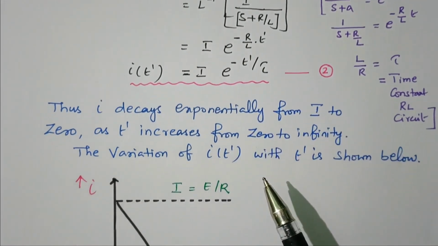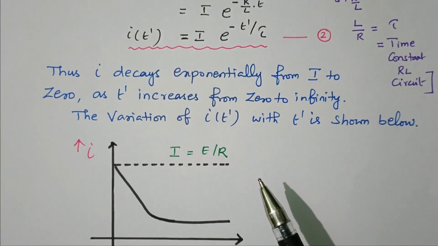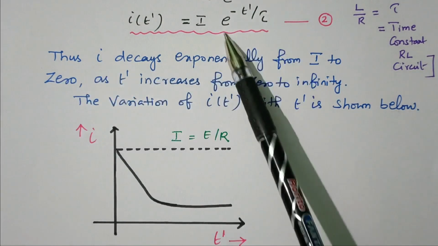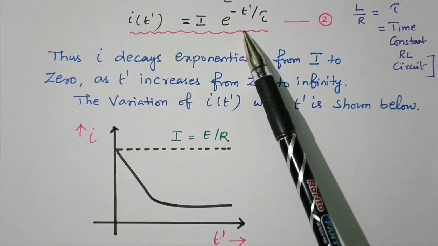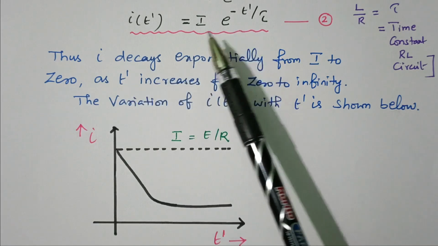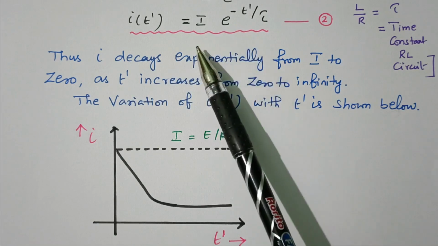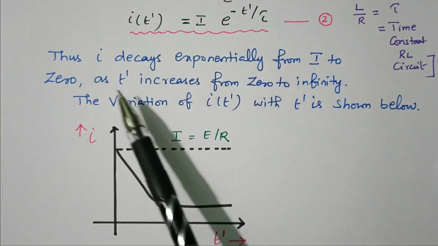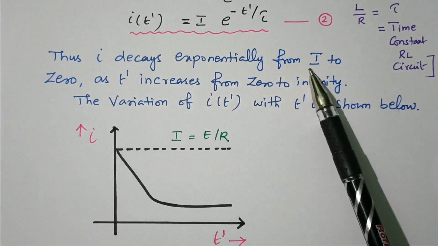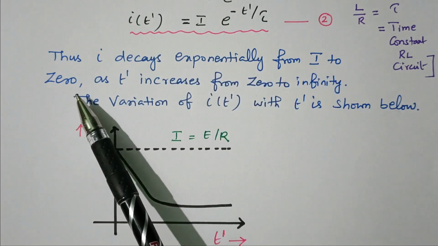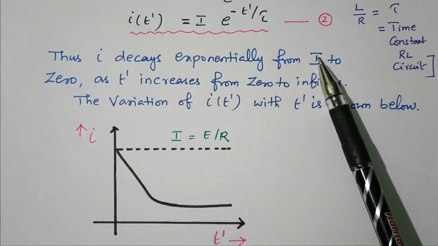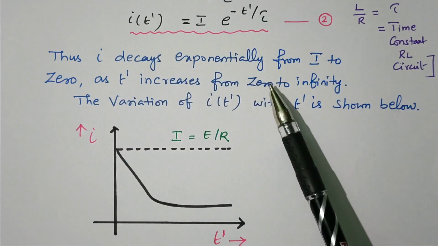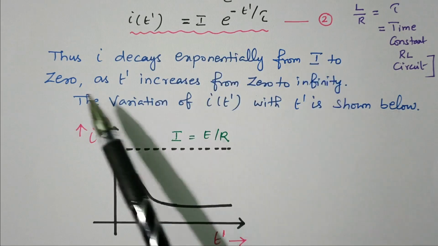Now we need to analyze this equation: whether I is increasing or decreasing. Thus I decays. So this is nothing but the decaying. E power minus t means decreasing value, so we can easily identify that. 1 minus e power minus t would be increasing, but here, by seeing the equation, we clearly say that it is decaying. Thus I decays exponentially from I to 0. So I keeps on decreasing from the maximum value I to 0 as t dash increases from 0 to infinity. When the time increases from 0 to infinity, current decreases from I to 0.